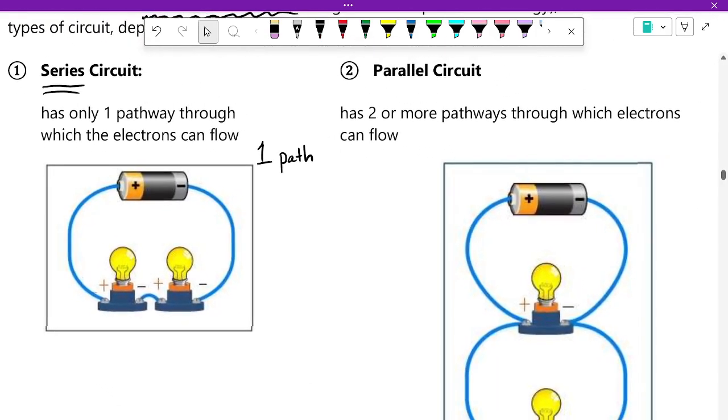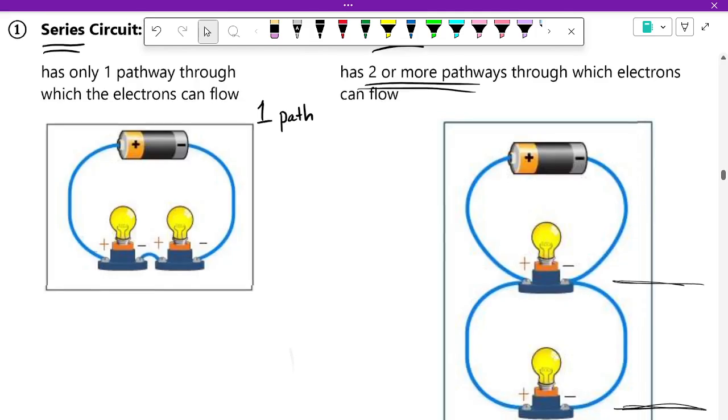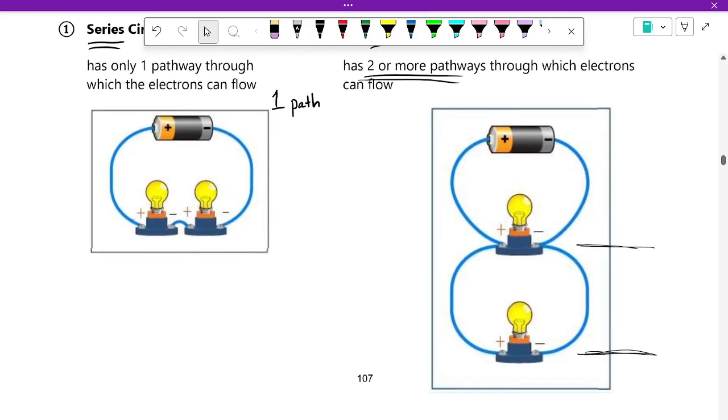If we have two paths, that's called a parallel circuit. And if you think about it, it's kind of like, because this bulb is parallel to that bulb. And it's going to make even more sense once we draw these two circuits.